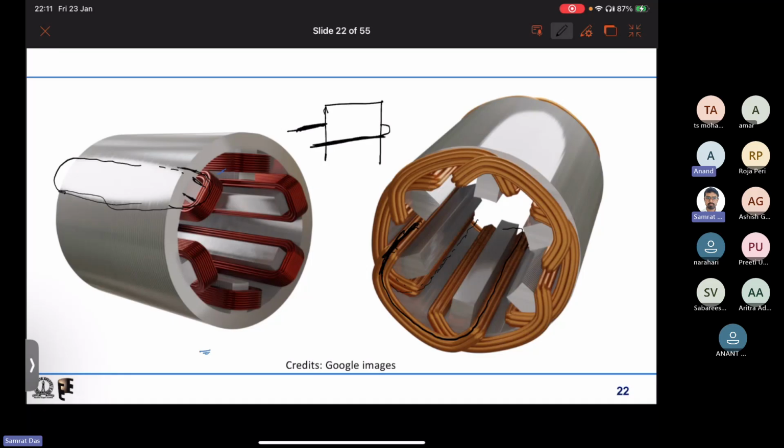Now, when do I see it as distributed? If the two coil sides are not across the same tooth. Now you see, this is a coil, this is a distributed coil. Distributed coil side is clear, but this one is concentrated only.